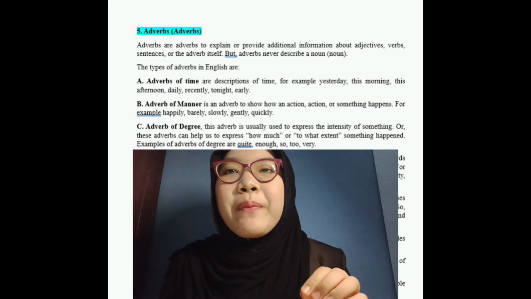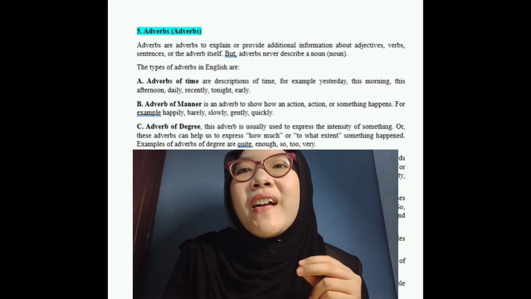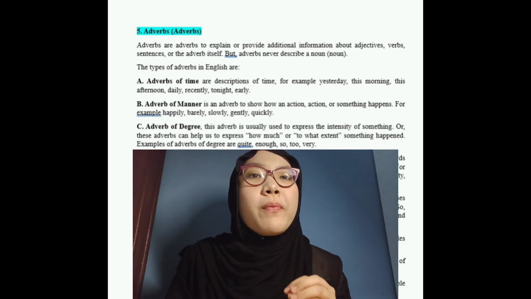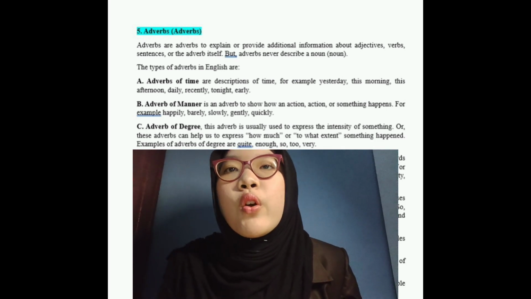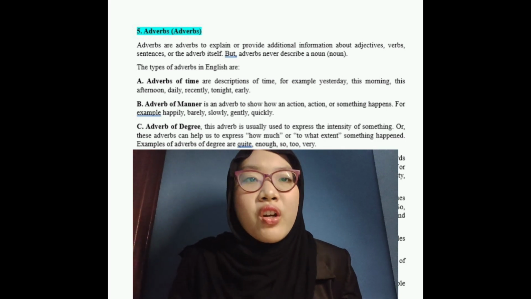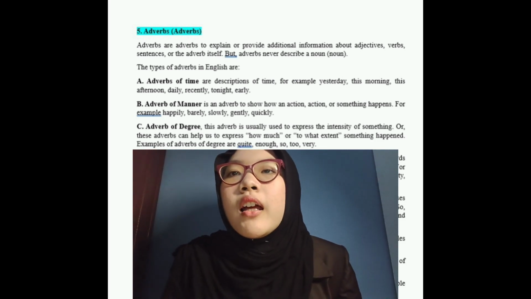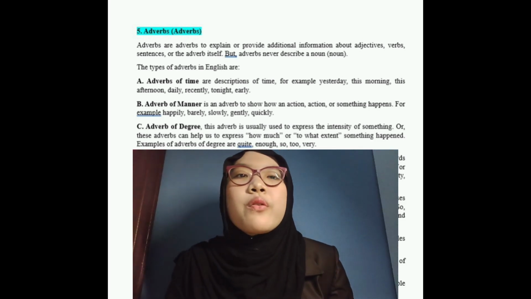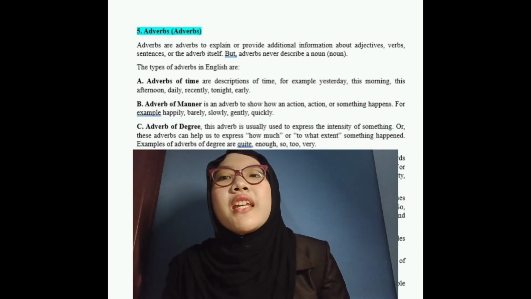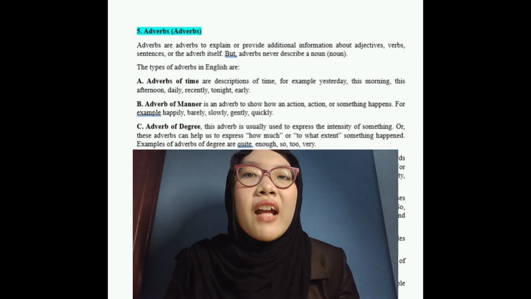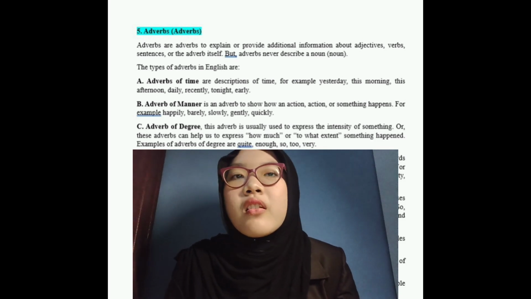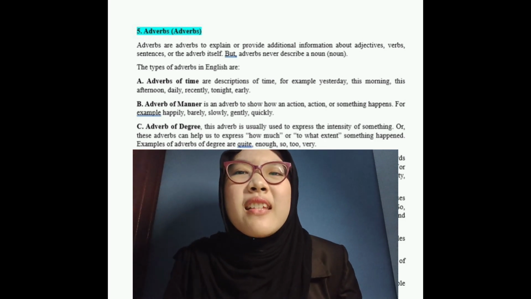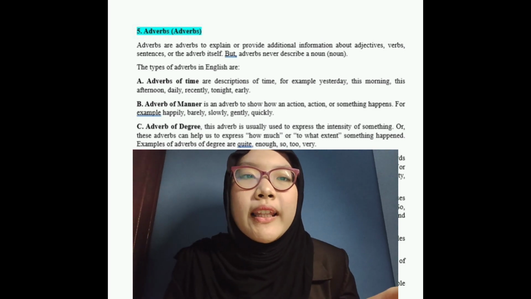The next one is adverb. Adverbs are words to explain or provide additional information about the adjective, verb, sentence, or adverb itself. But the adverb never describes a noun. For example, adverb of time, you can say tonight, early, daily, afternoon, this morning, yesterday. And an adverb of manner shows how an action happens, such as happily, barely, slowly, gently, quickly, something like that.